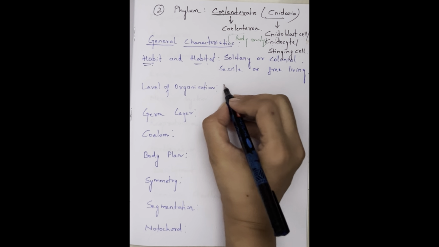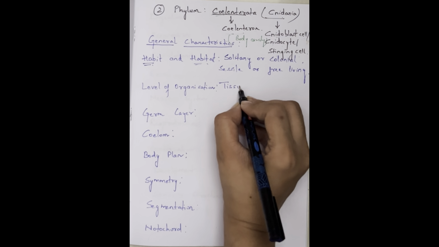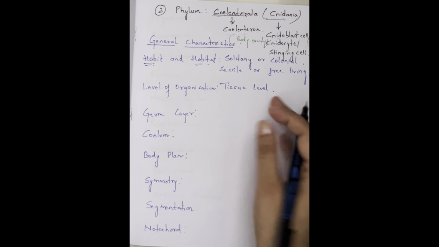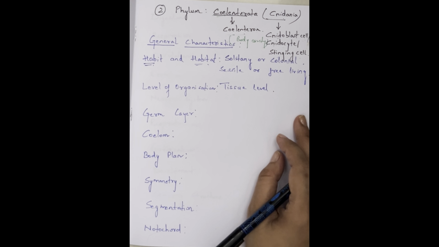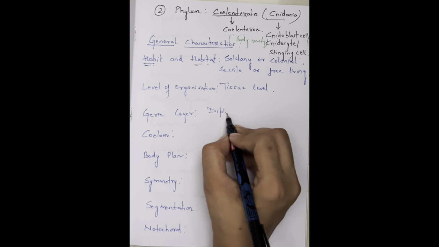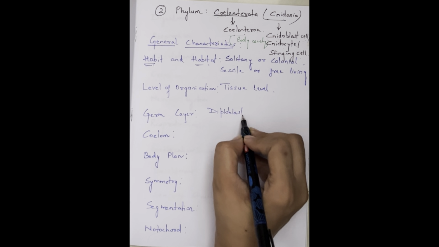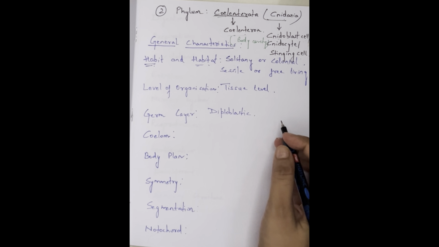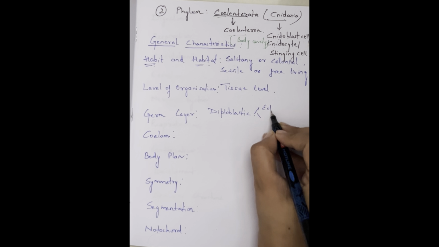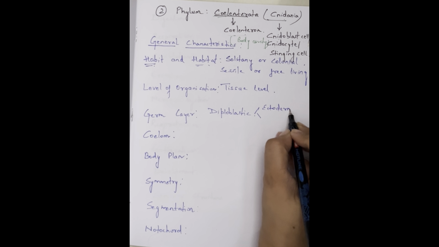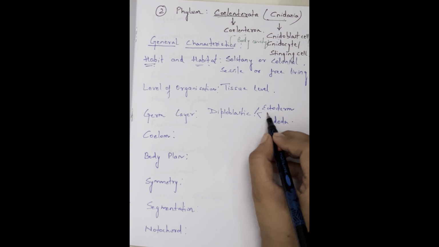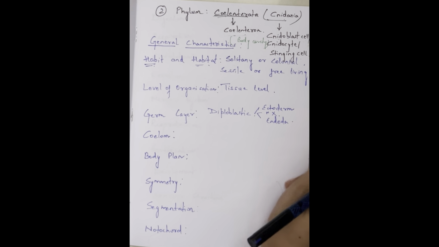Another is the level of organization. They have tissue level of organization for the very first time. We discussed in sponges that they had cellular level of organization, which was very primitive. From here, we will see tissue level. Germ layer: they are diploblastic. They have only two germ layers present, ectoderm and endoderm. So mesoderm is completely absent in them. There is no mesoderm. I'm putting a cross here.